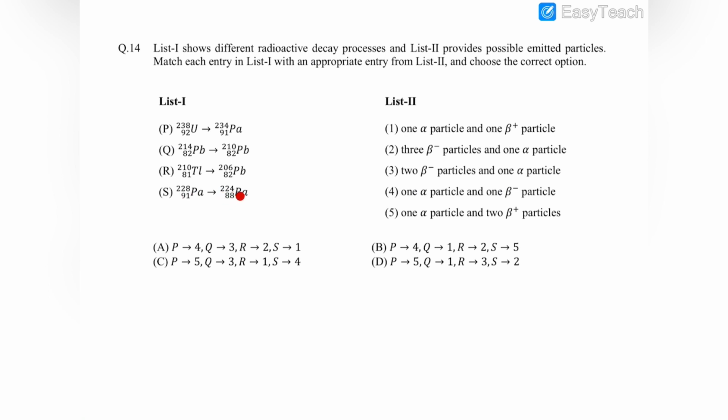But one beta plus particle would also be emitted. Therefore, the correct atomic number would be 88. So the correct matching for option S is 1. So we can say that the correct answer is A. Now we move on to the next question.